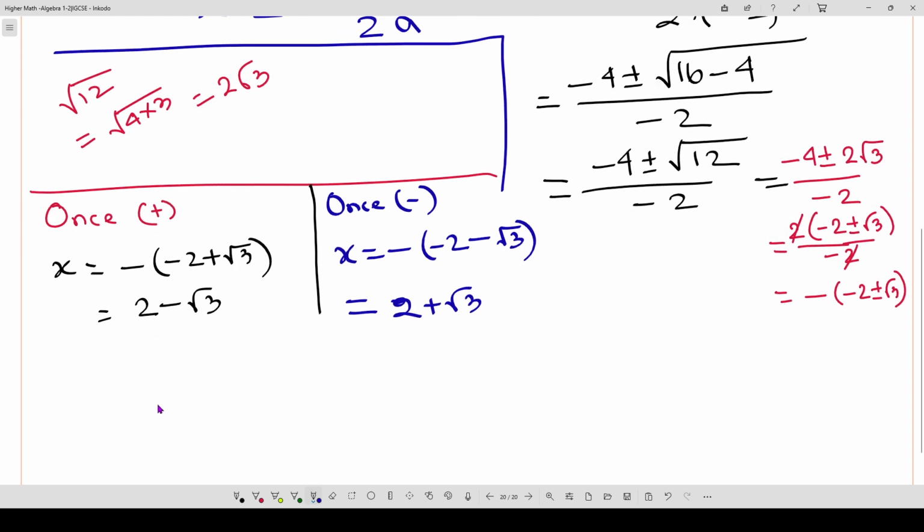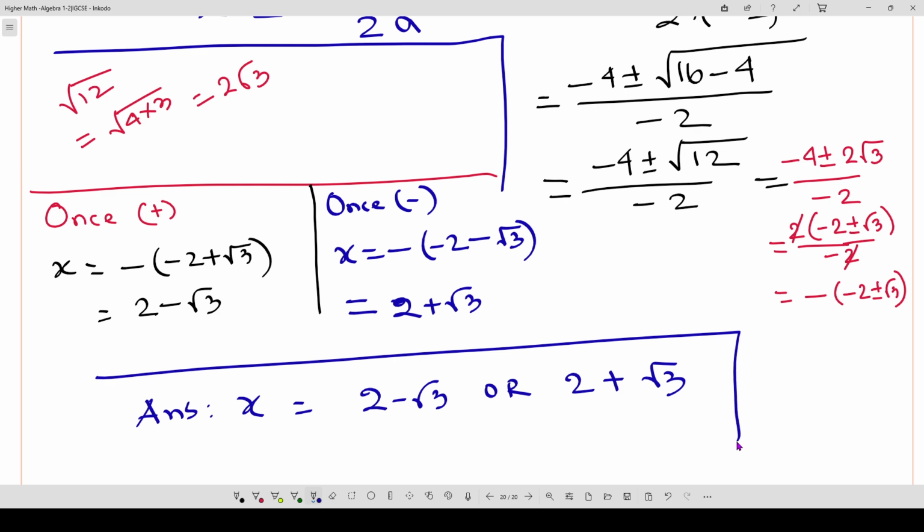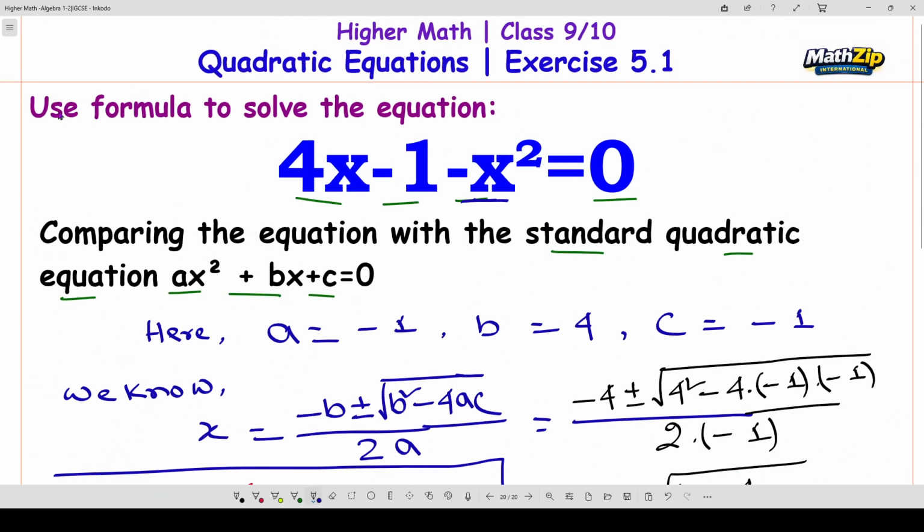So our answer is x equals 2 minus root 3 or 2 plus root 3. This is our answer. So number 3 of this chapter is done.